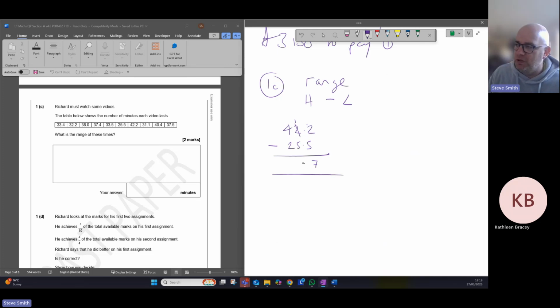So we don't do anything with that. We just put it in. 1 take away 5 we can't do, so we have to borrow 1. So that goes to a 3, and that is now 11. 11 take away 5 is 6, and then 3 take away 2 is 1.